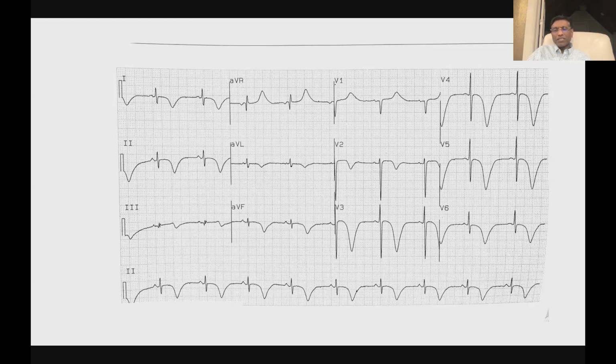Could this be long QT syndrome or a channelopathy? It's a little odd or unusual for that. We'll see some examples of that. So I'm really suspicious here of neurologic injury, typically with bleeds. Head bleed will give you this, subarachnoid bleed.